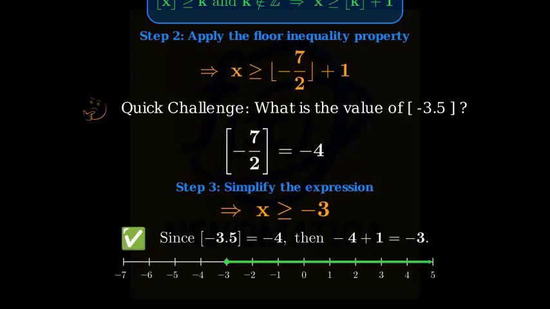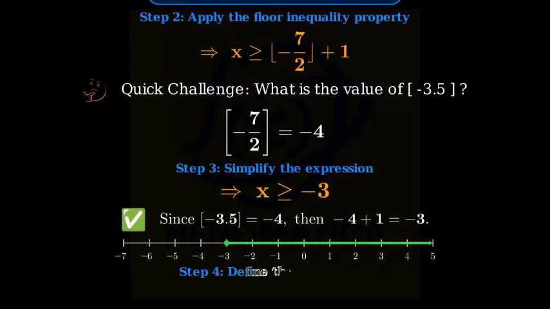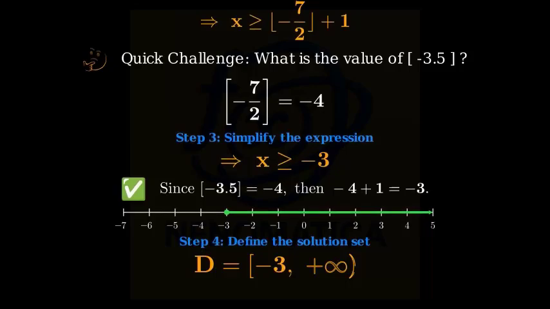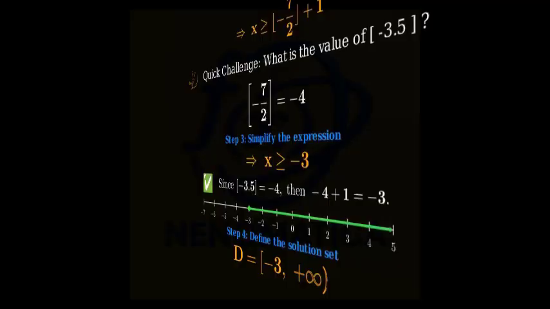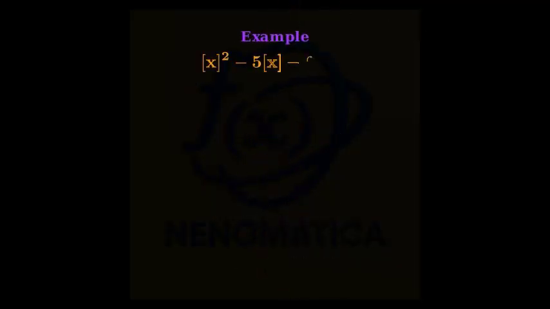Step 4. Define the solution set. The solution set includes all real numbers greater than or equal to negative 3. In interval notation, we write D equals bracket negative 3 comma positive infinity parenthesis. Example. Solve the inequality involving the floor function, bracket x end bracket squared, minus 5 times bracket x end bracket, minus 6, is less than 0.